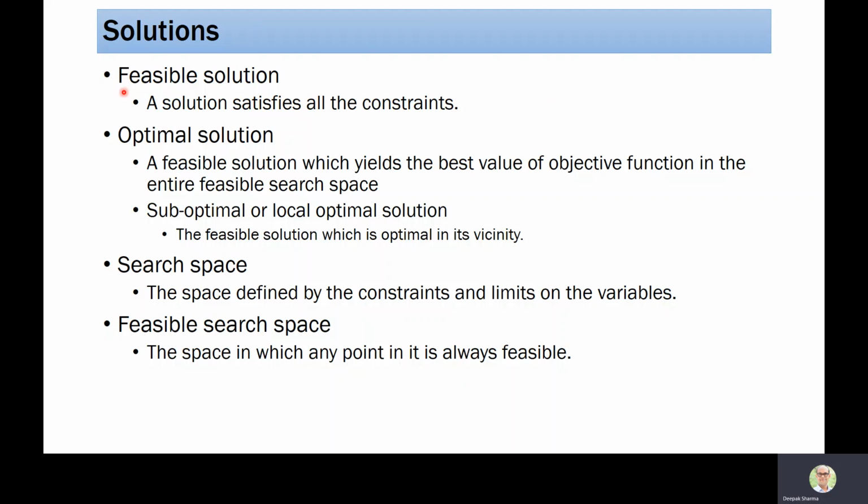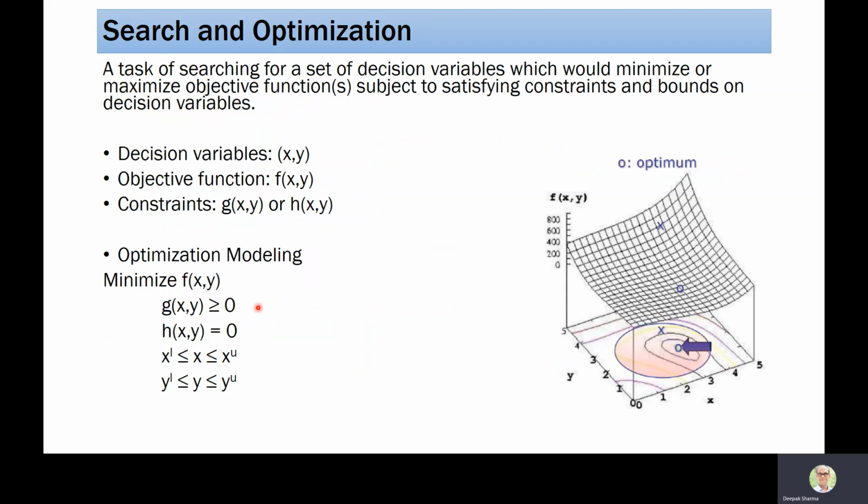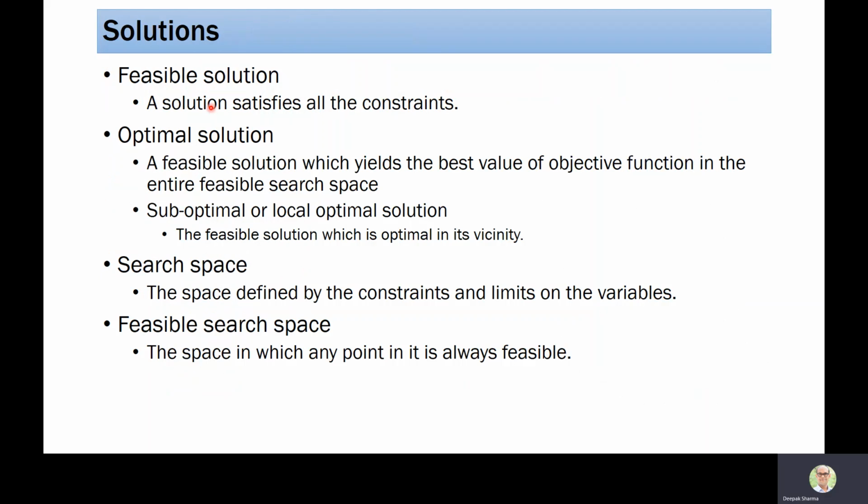First is called a feasible solution. A feasible solution is the one which satisfies all the constraints. So if I go back, we have the G constraint, we have the H constraint. We can have many constraints. If the values of X and Y satisfy all the constraints, that particular solution is said to be a feasible solution.